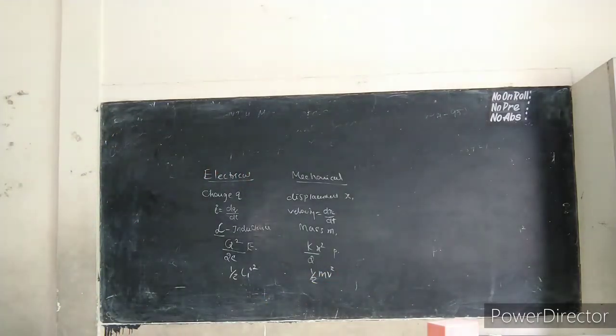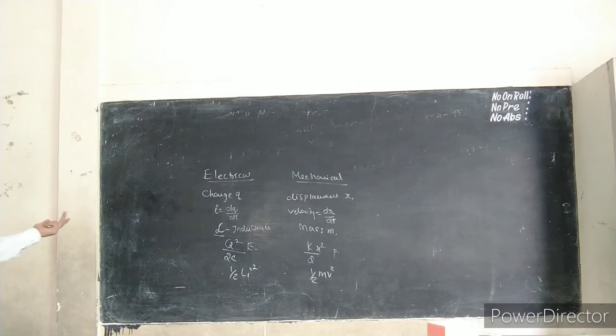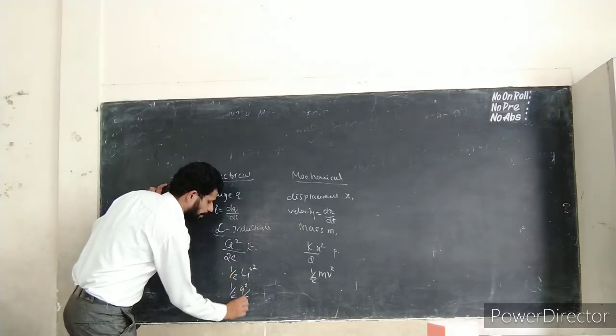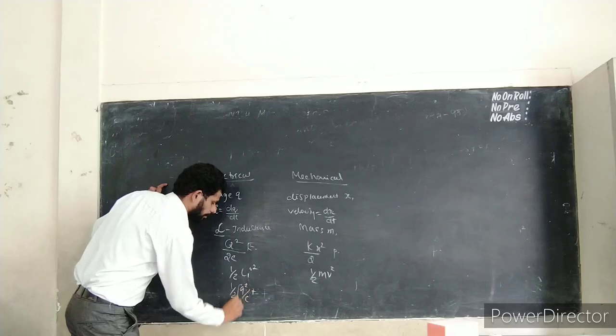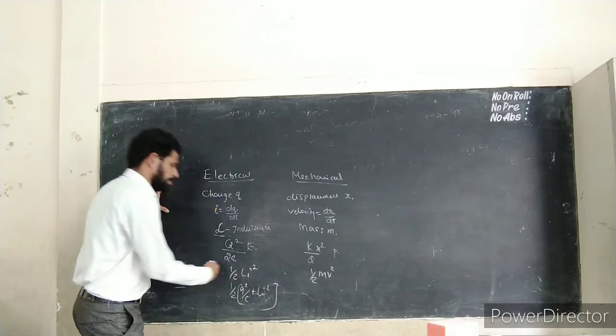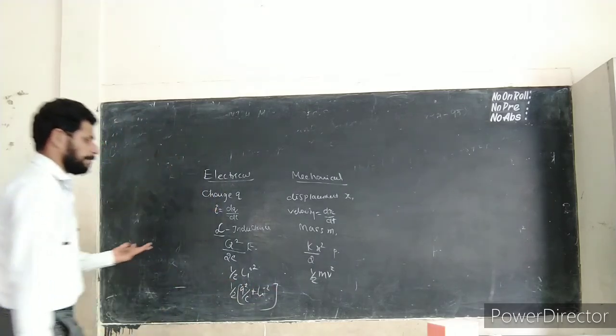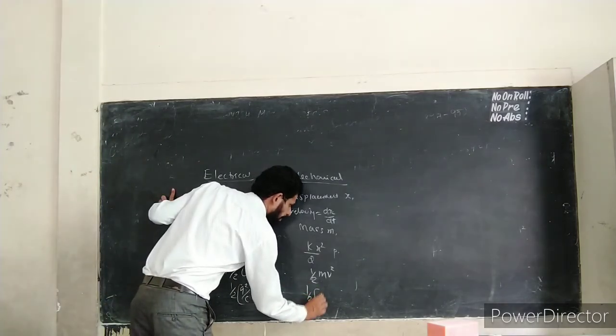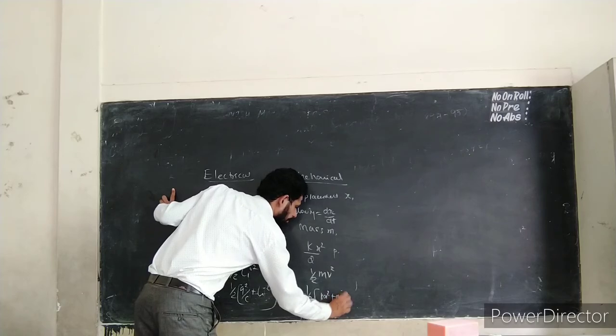Next, electromagnetic energy. Both energies will be compared. So electromagnetic energy is nothing but 1 by 2 Q squared by C plus L i squared. 1 by 2 is common, so take it outside. Here we have both energies. So the mechanical energy will be K x squared plus m v squared.